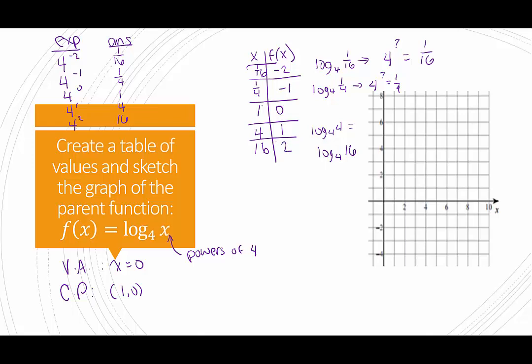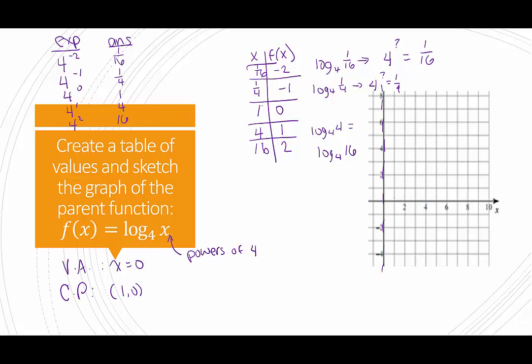Okay, so let's take all this information and build our graph. First, let's start with that vertical asymptote at x equals 0. So that's going to be a vertical line here. This vertical line is not part of the graph. It's just helping us guide what the graph gets closer and closer to as the inputs get closer and closer to 0.